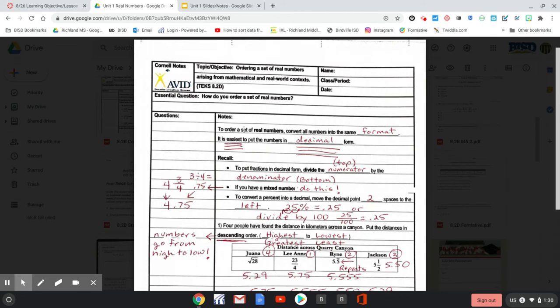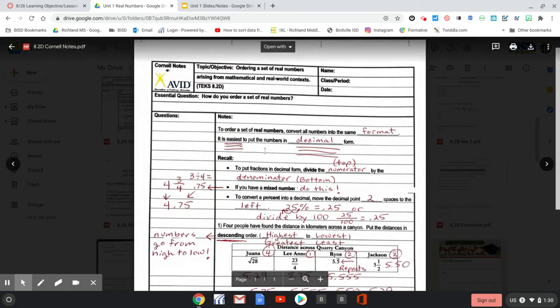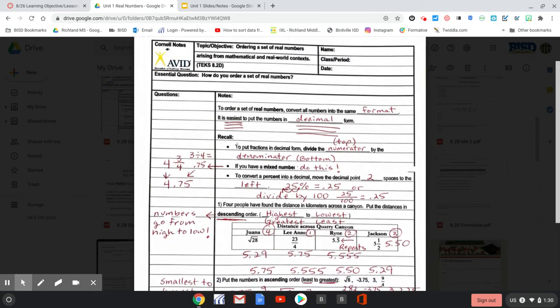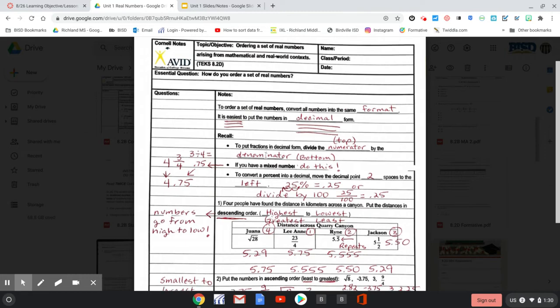This is very important. When you have a set of real numbers, we need to convert all the numbers into the same format. And it's easiest to put the numbers in decimal format. That is very important. If you can recall, and we talked about this in the last couple of days, if you have a fraction, you need to divide the top number, the numerator, by the bottom number, the denominator.